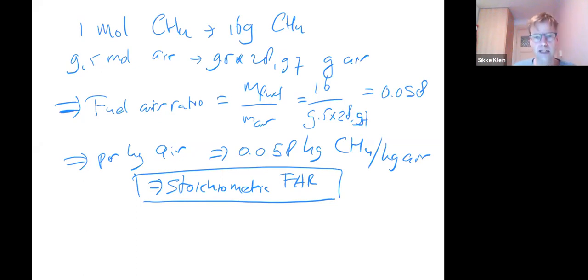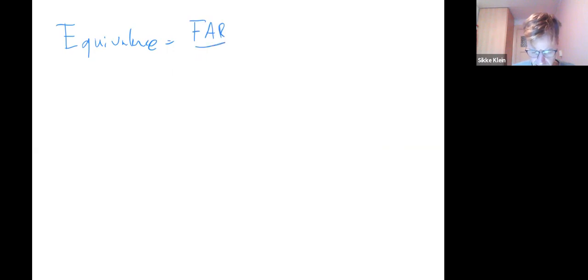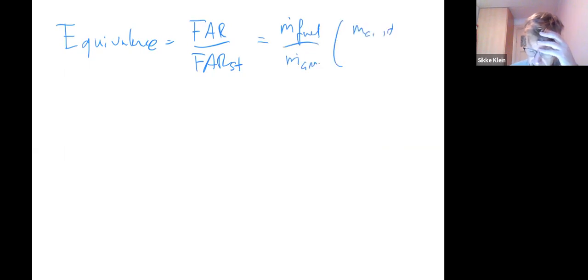What we do now is you can also have the equivalence ratio. The equivalence ratio is the fuel air ratio divided by the fuel air ratio stoichiometric. The fuel air ratio is m fuel divided by m air, and that is m fuel stoichiometric over m air stoichiometric.